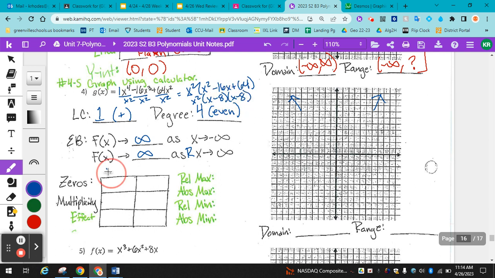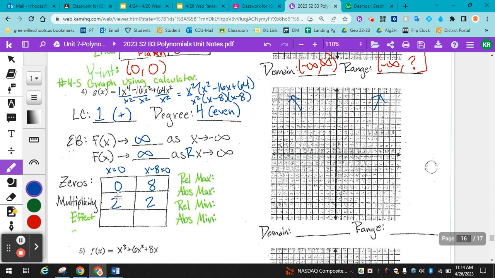So x equals 0 from this x squared, and x minus 8 equals 0. Set both of your factors equal to 0 and solve. Obviously, that one's already solved, but this one's positive 8. There's 2 of those, so that's a multiplicity of 2. 0 also has a multiplicity of 2.